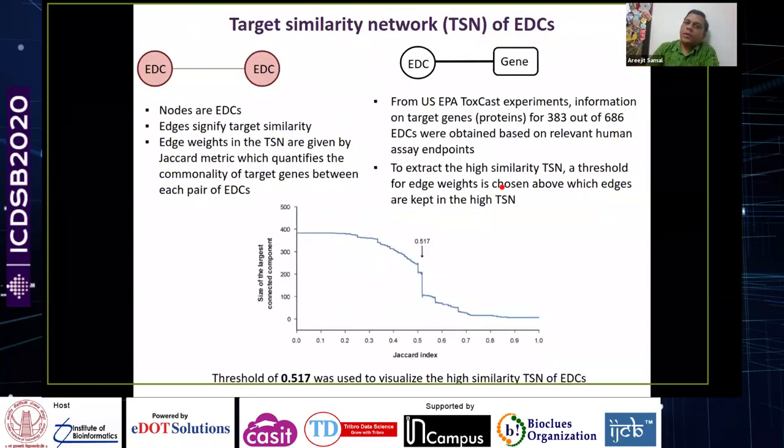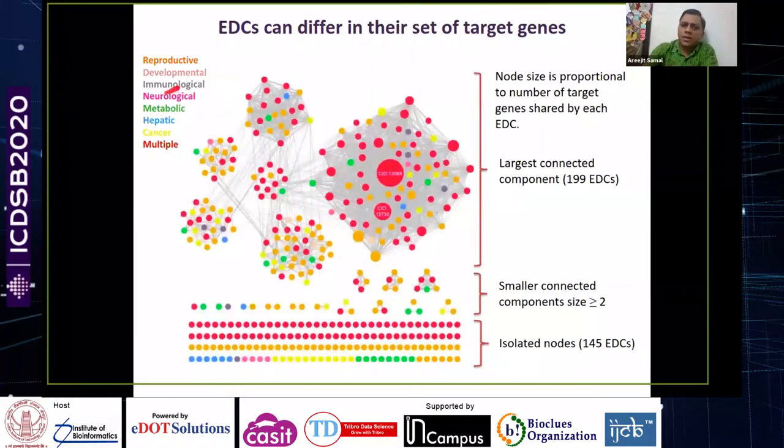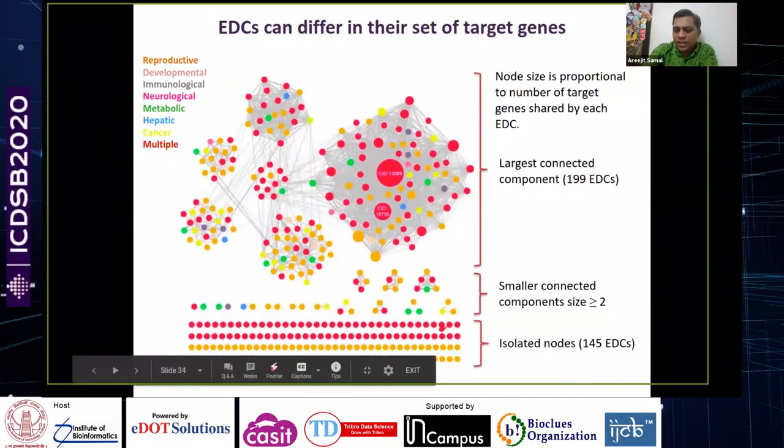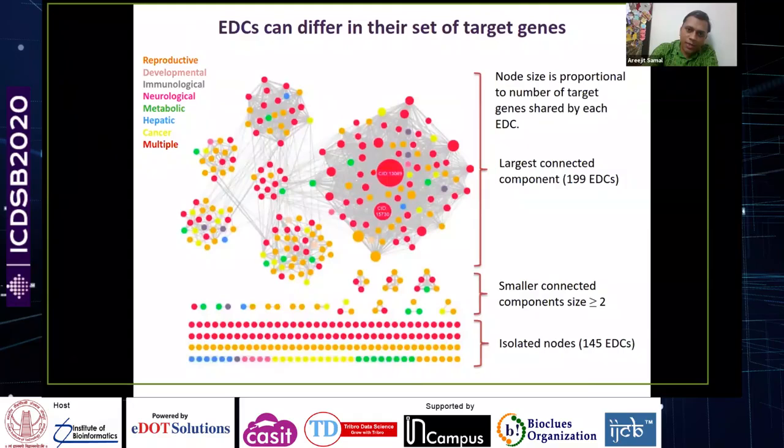Similarly, we have also looked at the network of EDCs and the gene or protein targets, and we have teased out this information from in vitro assays, which are published by the US EPA ToxCast experiments, and we have been able to make a network for 383 EDCs. So basically, you join two EDCs if they share common protein targets using the metric called Jaccard coefficient, and the network looks like this. There is again a large cluster, some isolated clusters and some isolated nodes. Here the size of the node is based on its degree, and the two hubs are basically DDT, which is in pesticides, and octylphenol, which is a well-known carcinogen.